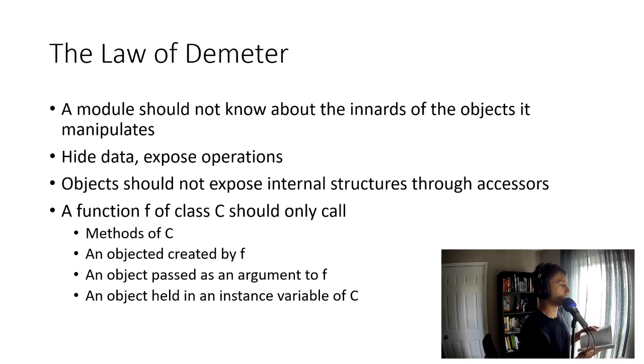Basically, the law of Demeter, in its more precise terms, says that a method F of class C should only call the method of C, an object created by F, an object passed as an argument to F, or an object held in an instance variable of C. So a function F.